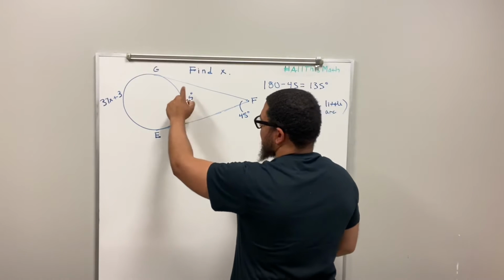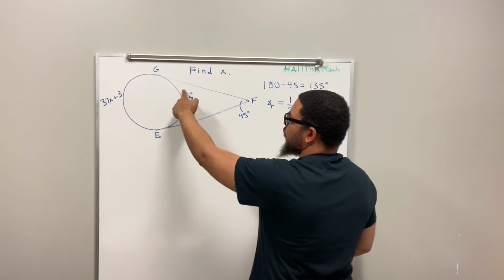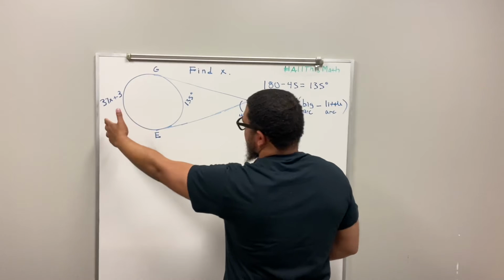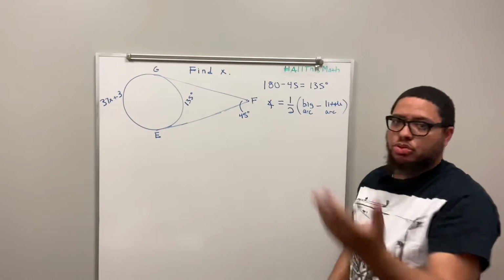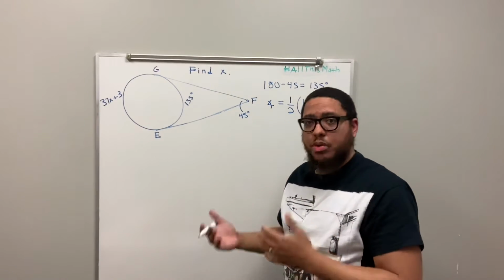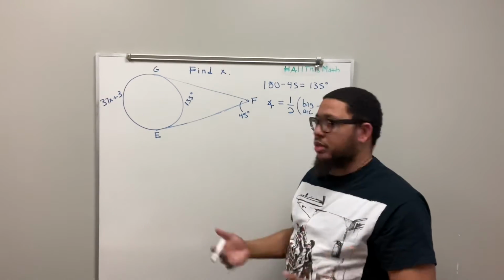This is the little arc because that's only 135. If this is only 135, the other side has got to be 225. The other part of the circle has got to be 225. So, of course, 225 is more than 135, so 135 is the little arc.